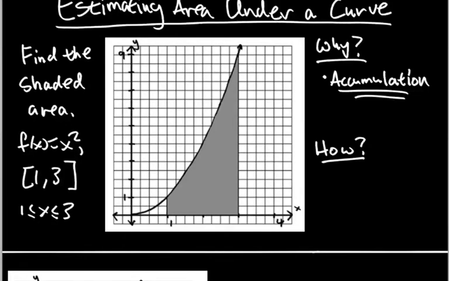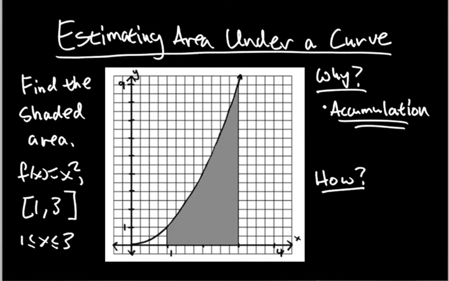Hello class, so in this video we're going to be talking about estimating the area under a curve. So let's say that you're given a function, like f of x equals x squared, from 1 to 3. So this is interval notation right here, and this is the other standard notation. So we want to find this shaded area over here. So let's talk about first of all why we'd even want to do that.